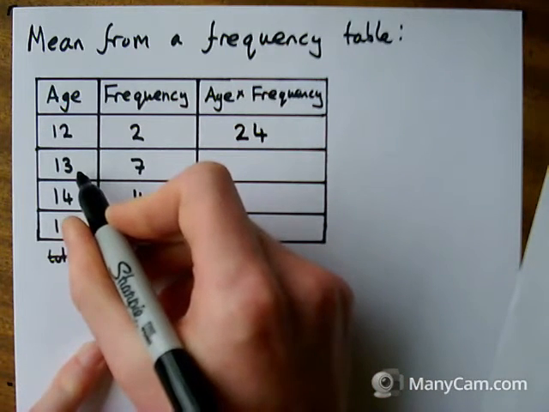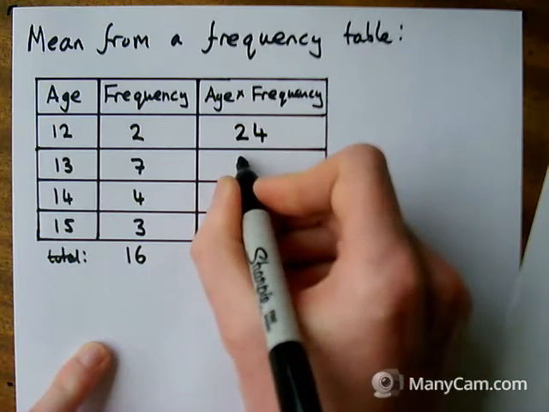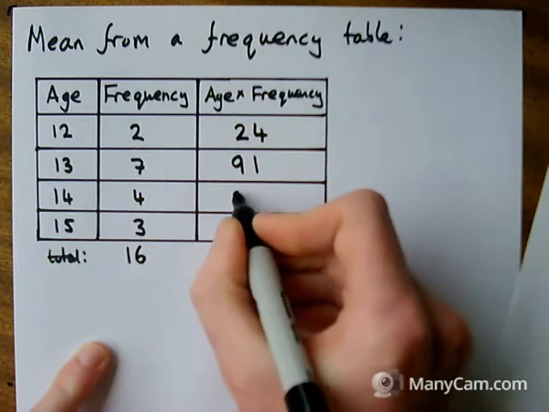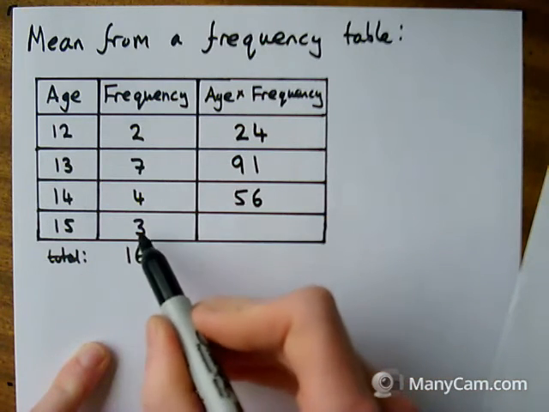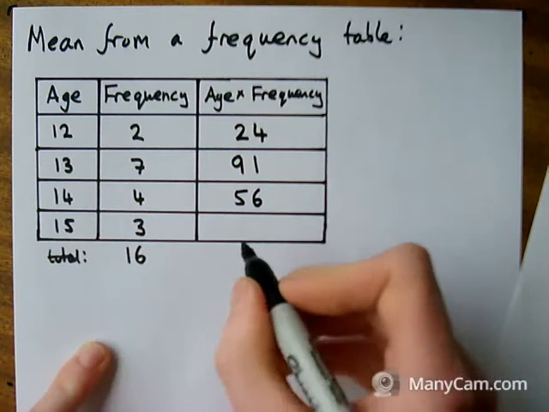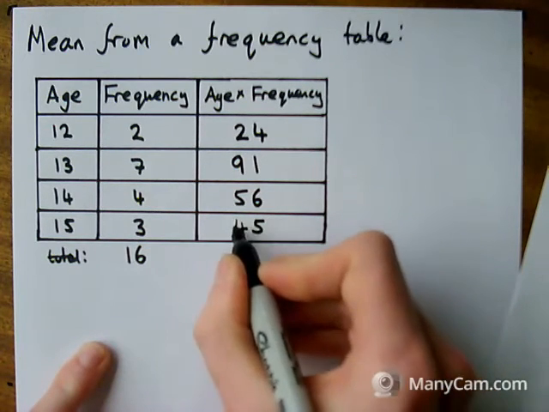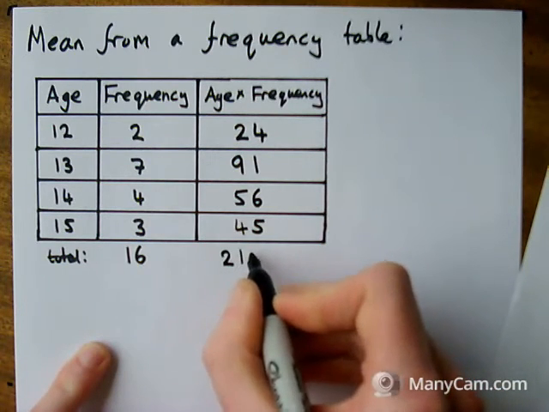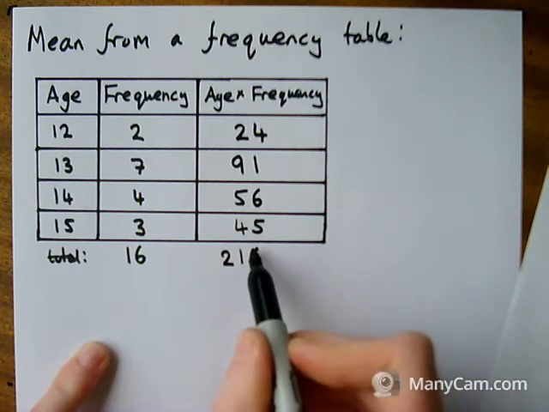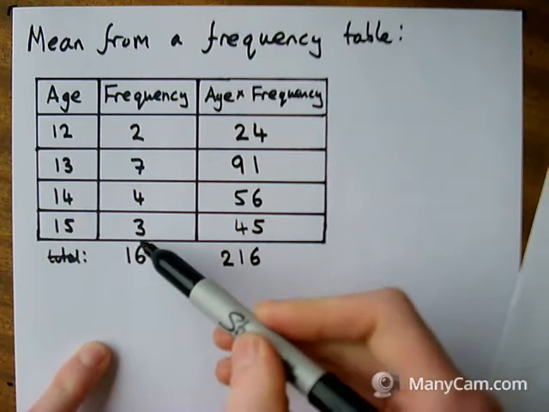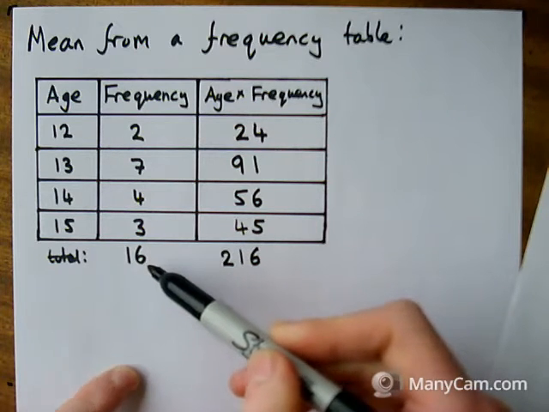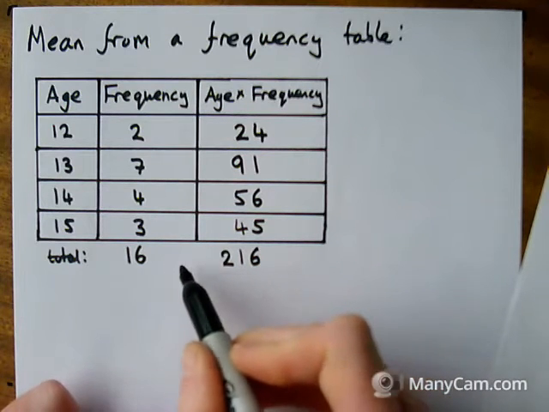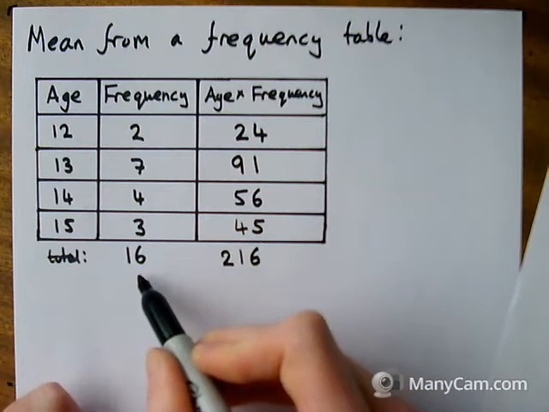There's 7 people who are 13 years old, so that gives me 91 between them. 4 people who are 14 years old, that gives me 56 when I multiply them together, and then 3 people were 15 years old, so that gives me 45. And then when I total this column, I end up with 216, and that gives me the total amount of years old that this whole group of 16 people are. So now we have our total amount and then how many people we've got.